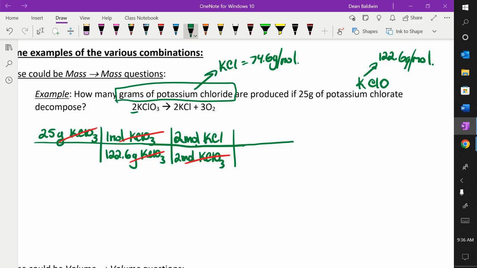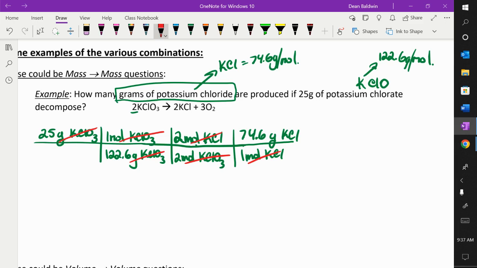Okay, what goes in the next box? What goes in the top? What goes in the bottom? Yeah. So moles go in the bottom because I want the moles to cancel. So 1 mole of KCl weighs 74.6 grams of KCl. So your moles of KCl cancel. The only units left are grams of KCl.